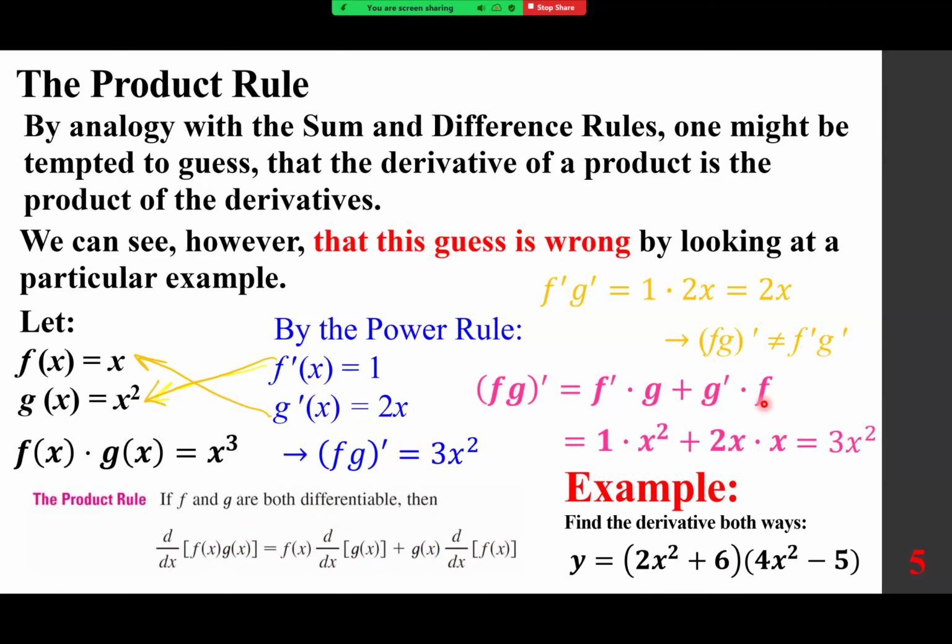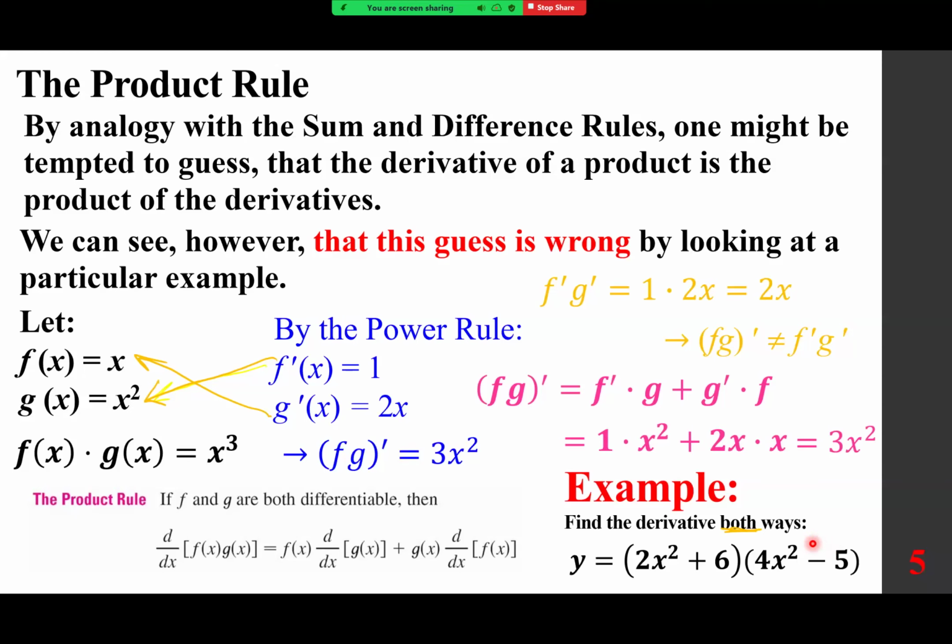Now, I want you to do this at home, find the derivative both ways, and I want to tell you exactly what I mean by both ways. First and foremost, distribute, do the FOILing, simplify, and then use the power rule.